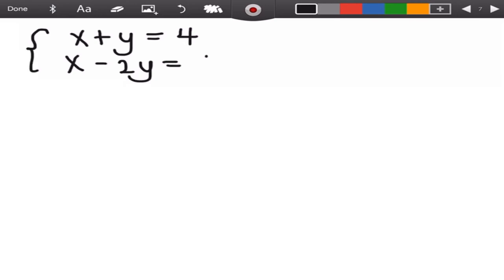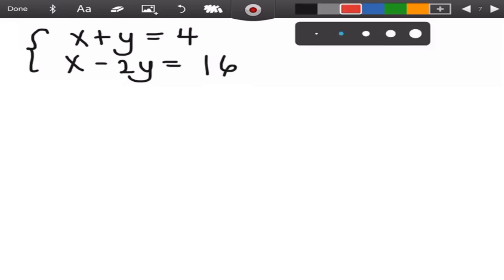So this is the solution of the system. Example number 2. x plus y equals 4 and x minus 2y equals 16. In this example, we cannot cancel right away any of the variables. So what we will do is to have the same numerical coefficient but different signs. In this example, we will deal with the variable y.